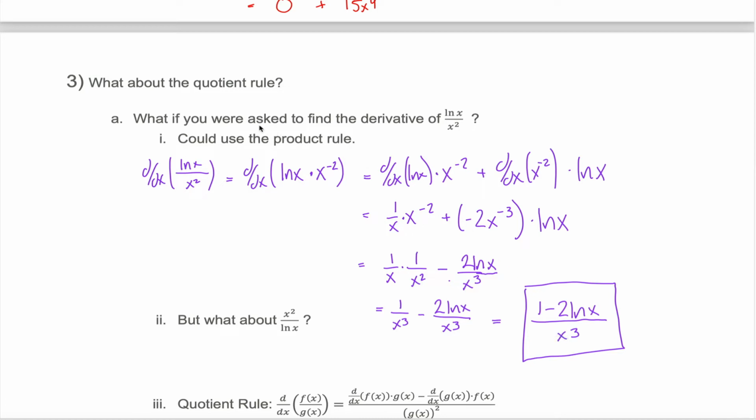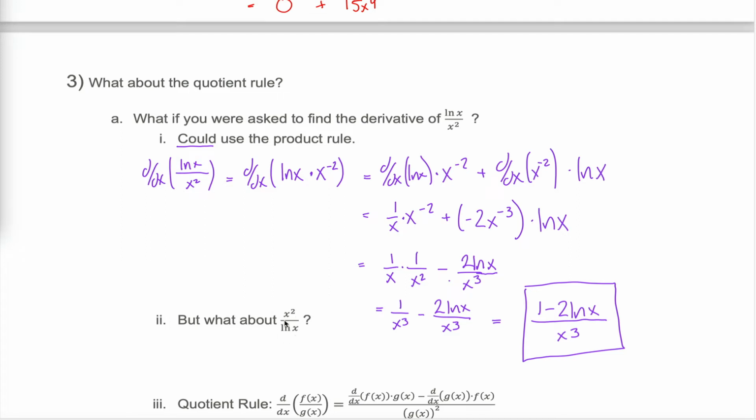Anyways, the point is that if you were asked to find this derivative, you could use the product rule. But there's other ways you could do it as well. And you're like, yeah, I'm not interested in another way. You tell me one way, I'll remember that one way, I'm good. And I'm like, yeah, but what if it was this problem instead? What if instead of natural log of x divided by x squared, it was x squared divided by the natural log of x? Very similar to what we see up here.